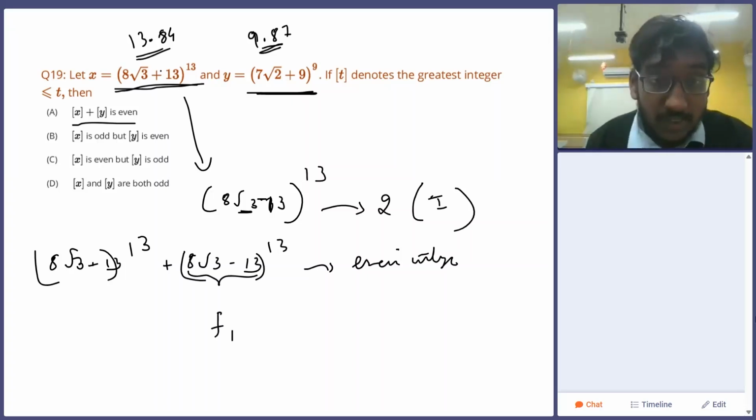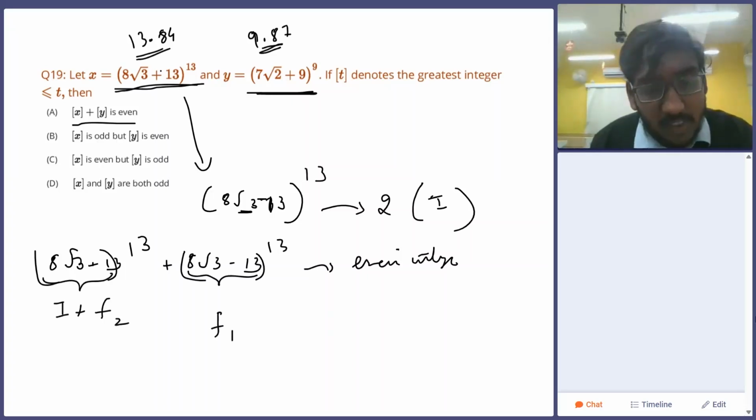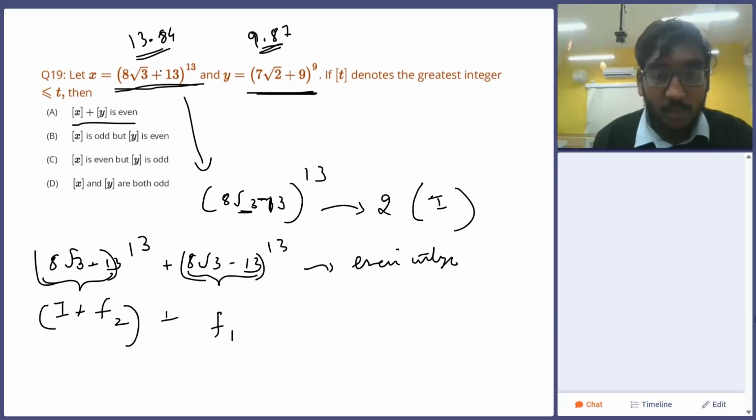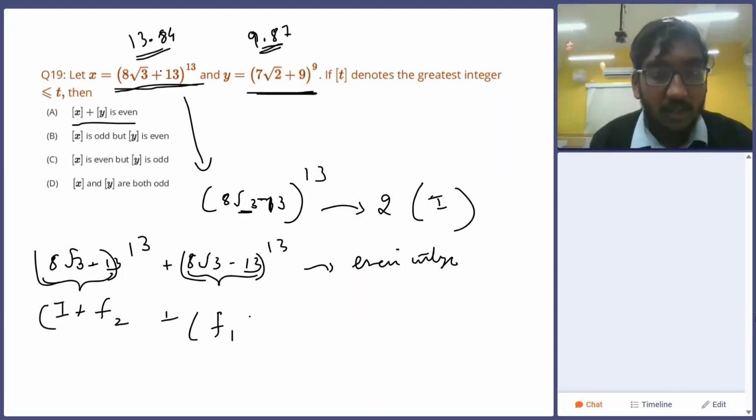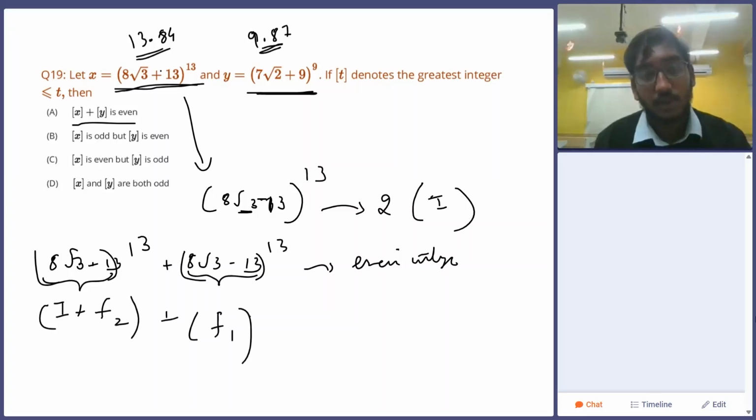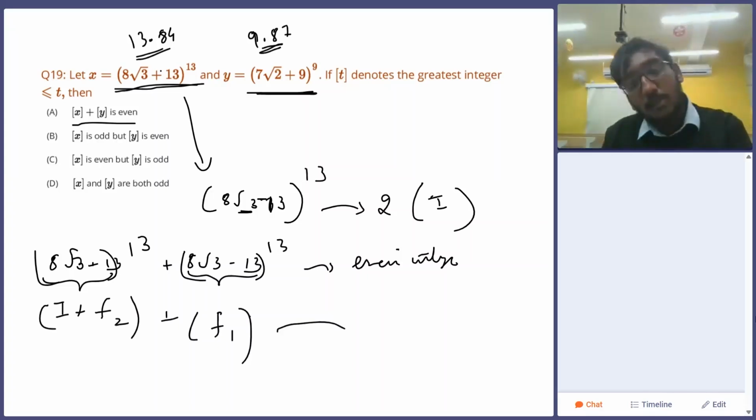Likewise, here also there is one integral part and one fractional part, and this is raised to the power 13. What I'm trying to say is, when you determine the value of 8 root 3 plus 13 whole power 13, it will be one integer plus one fraction. It will not be a pure integer. We'll have one fraction left out. Here also it will not have an integral part, it will be purely fractional, and the sum happens to be an even integer.